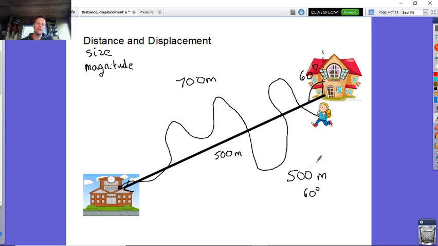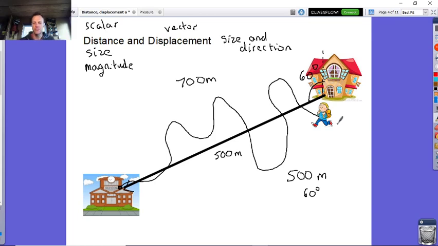Now, as soon as I do that, this has changed to a displacement. The reason it's changed to displacement is because now it has got size and direction. Hence we've now got 500 meters at 60 degrees. And that's the difference. Displacement has got size and it's got direction. We call distance a scalar quantity, and displacement a vector quantity.